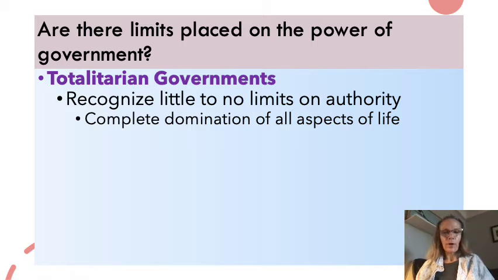But it even goes farther than that. Not only does it exercise its power from a governmental perspective, it also tries to have complete domination over all aspects of people's lives. And so when you think about good historic examples of totalitarian government, one would be China under the rule of Mao Zedong from 1949 to 1975, or Germany under the Third Reich under Hitler. Those are good examples of totalitarian governments.